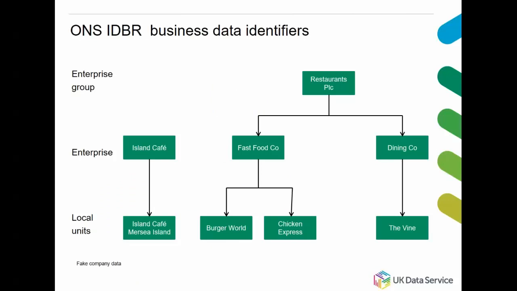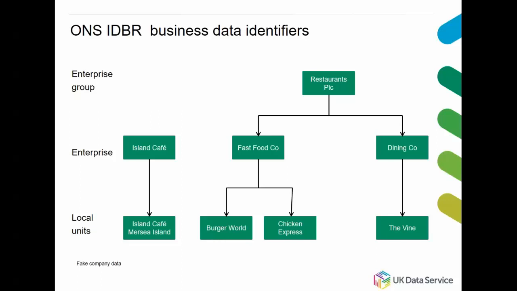Now, it might become a little bit more clear with that slide. So this diagram shows how the framework works in practice. On the left-hand side, we have a small company called Island Cafe that is all made up. In this case, there is no enterprise group because there is just the one cafe, which is not owned by a group head. The enterprise is the same as a reporting unit, which is the same as a local unit. They are all based at the same premises. In the dataset, the reference numbers for the enterprise, local unit, and reporting unit will be all consistent.